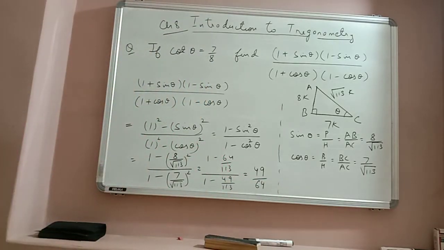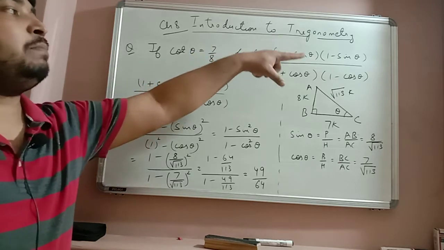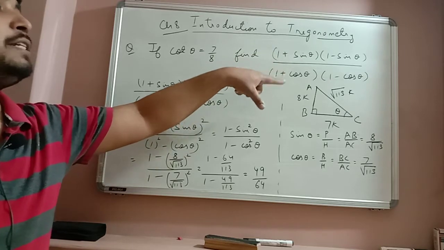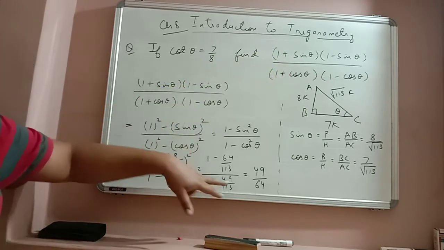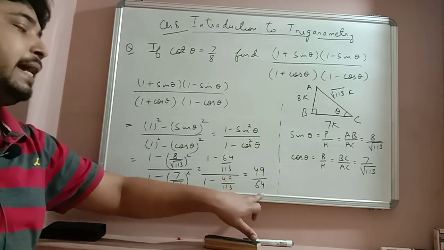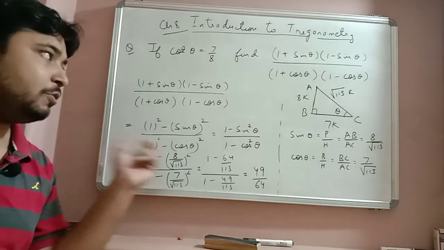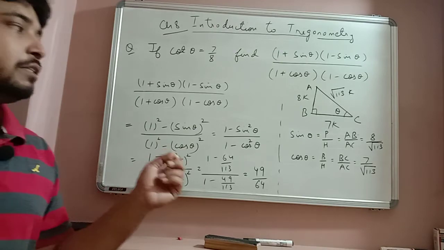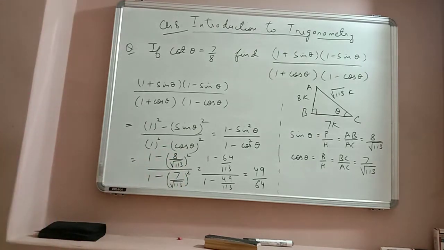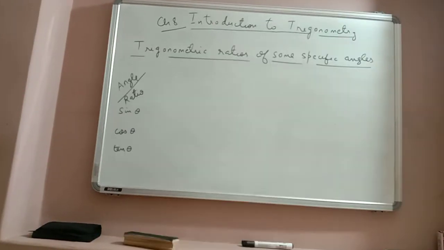So the value of 1 plus sin theta into 1 minus sin theta upon 1 plus cos theta into 1 minus cos theta will turn out to be 49 by 64. I hope this is clear to everyone. You may note down by pausing the video. Alright.